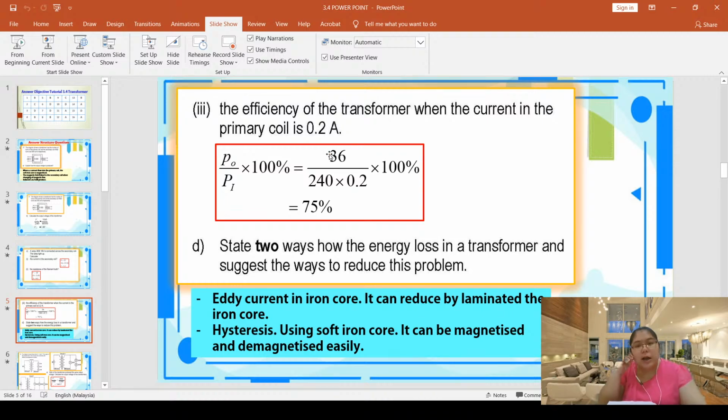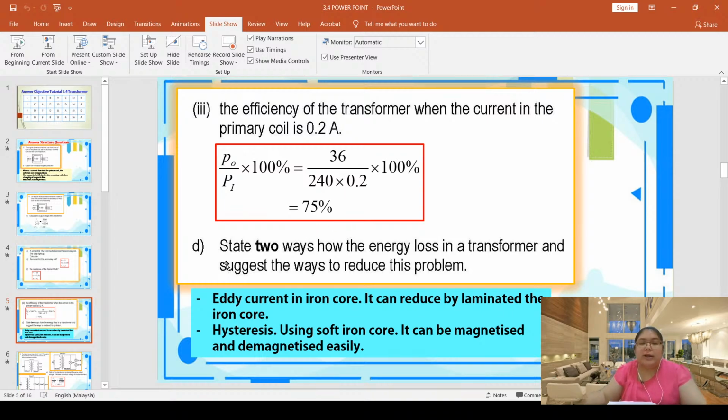How to find the input? Input is 240 volt multiplied by the current that gives you the primary. Then I multiply by 100%. So finally, how much do I get? 75%. So this is the efficiency.